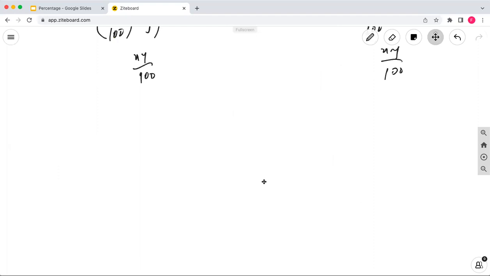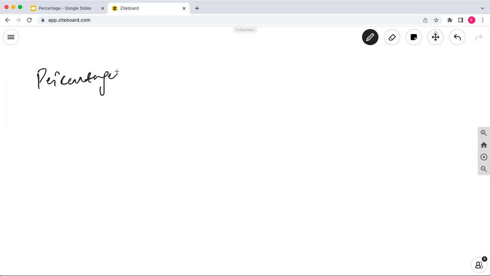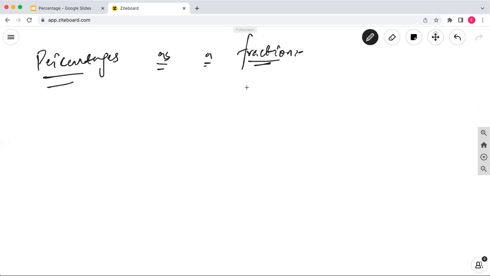Okay, so now let's move to the next part, that is percentages as a fractions. This is something all of you must know if you want to solve a percentage question very quickly. You must know how to convert a percentage into a fraction. Let me give you common percentages which are really asked. For example, what is 20% in fraction form?